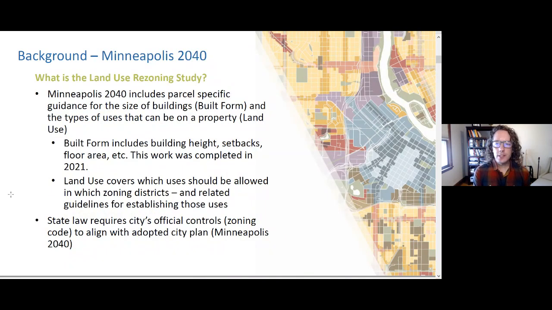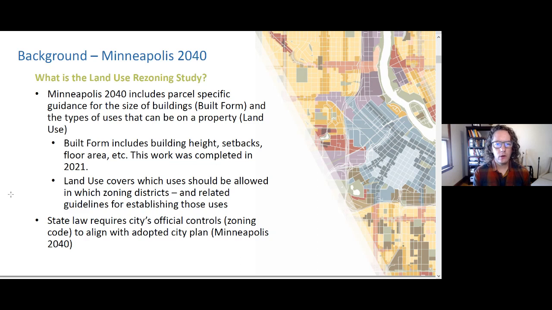Among other important policy direction, Minneapolis 2040 includes parcel-specific guidance for the size of buildings. We refer to that as built form, and the types of uses that can be established on a given property, which we refer to as land use. Built form includes things like height, setbacks, floor area ratio, and that work was largely completed in 2021. Land use covers the activities that are allowed to take place on a given property and is determined by the primary zoning district applied to that property.